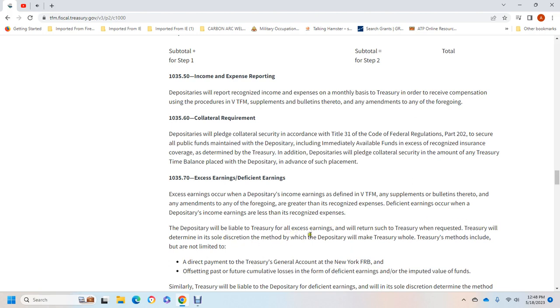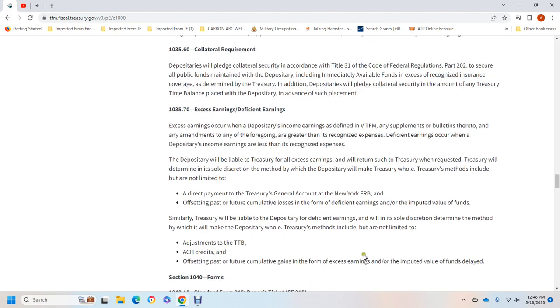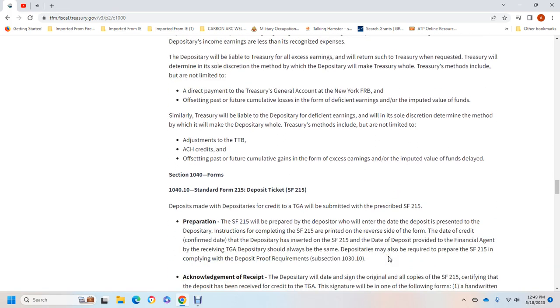Treasury will determine at its sole discretion the method the depository will use to make payment. Treasury methods include, but are not limited to, direct payment to the Treasury General Account at the New York Federal Reserve Bank, and offset of past, future, and cumulative losses from deficient earnings and imputed value of funds. Similarly, Treasury will be liable to the depository. Direct earnings will not be determined by the depository. Treasury methods include, but are not limited to, adjusting the Treasury time-based balance, automated clearinghouse credits, and offset of past, future, and cumulative gains and further excess earnings and imputed values of funds delayed.